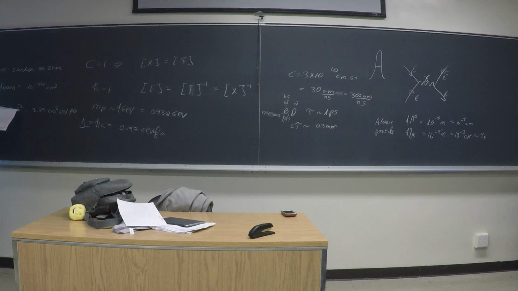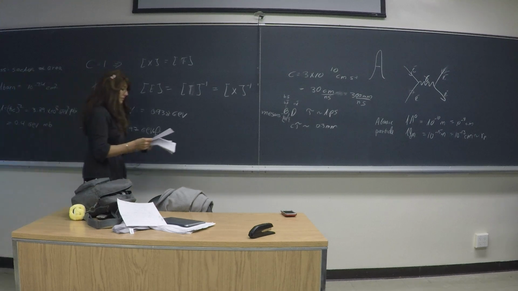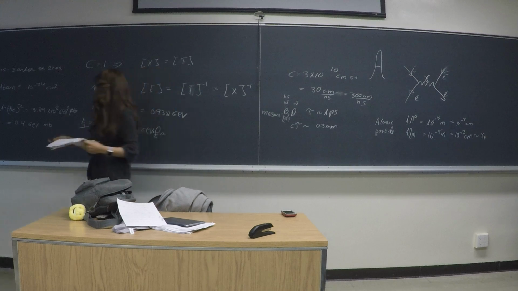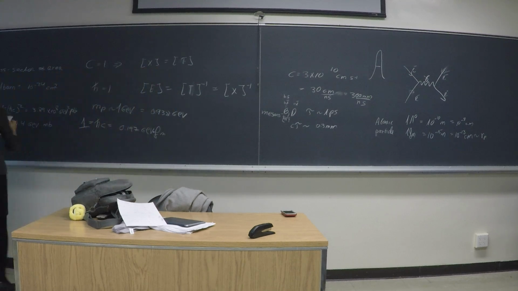I just took h bar c squared, it's dimensionless, it's equal to this, and that's relevant because you can also write it as approximately 0.4 GeV squared times millibarn. So you have energy, inverse energy squared is proportional to area, like you expect.